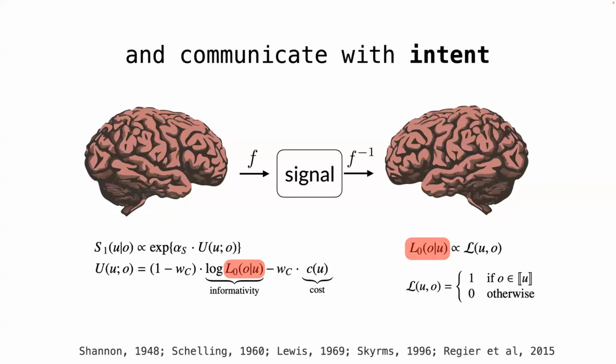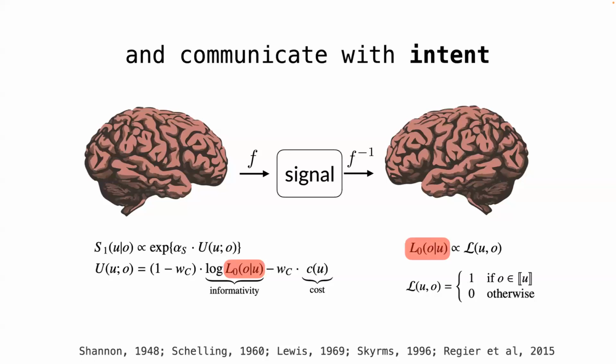And then the question is, what is the utility, right? How do you say whether a particular utterance is good or bad? And this is where a lot of the research happens, playing with different utility functions. But a very simple one you can write down is, I want to be informative to the listener.